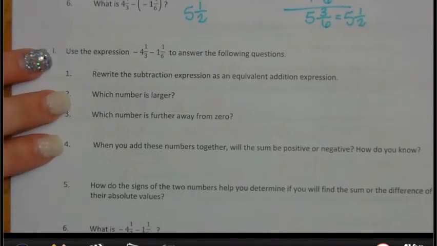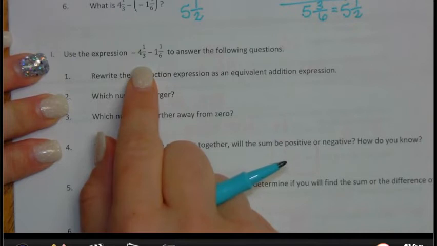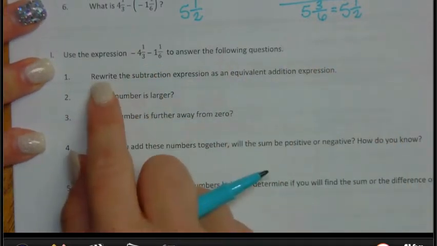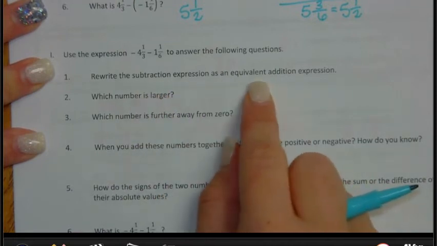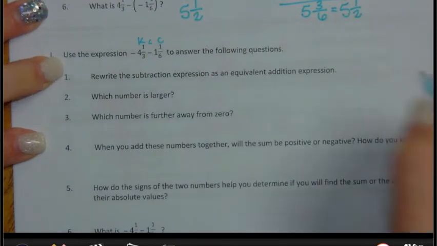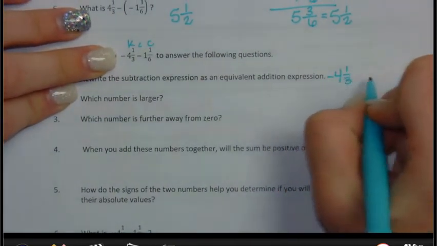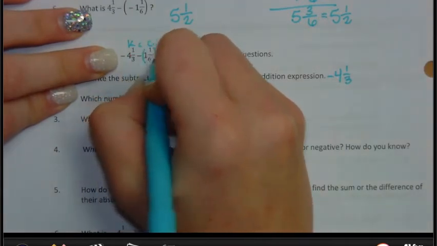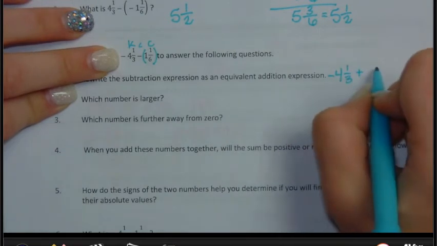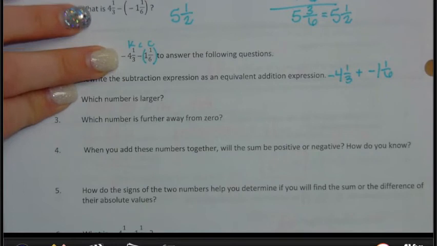All right, letter I. Use the expression negative 4 1/3 minus 1 1/6 to answer the following questions. Rewrite the subtraction expression as an equivalent addition expression. So I need to keep, change. So I'm going to keep negative 4 1/3, change subtraction to addition, and take the opposite value of 1 1/6 to have negative 1 1/6.